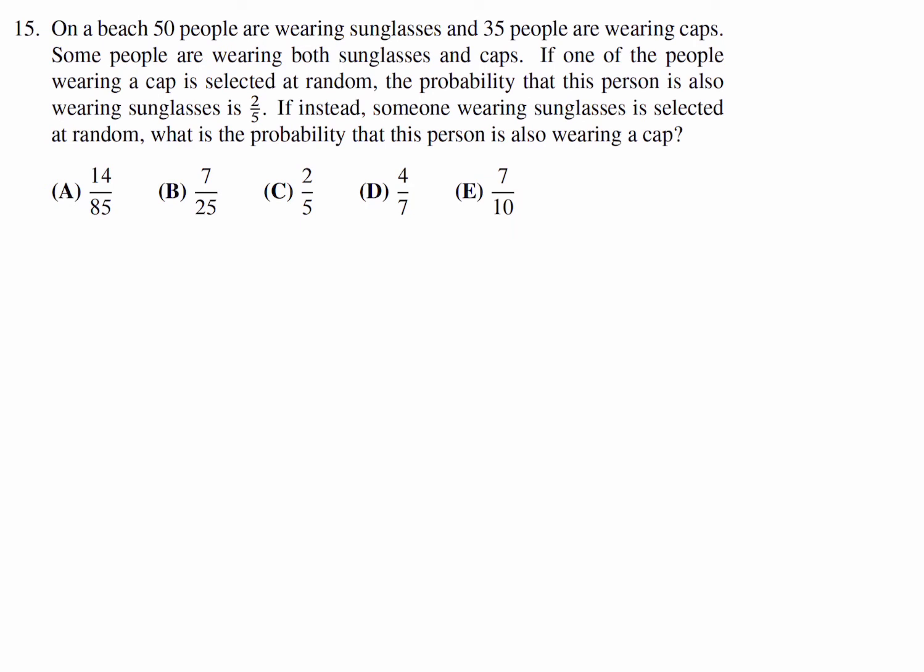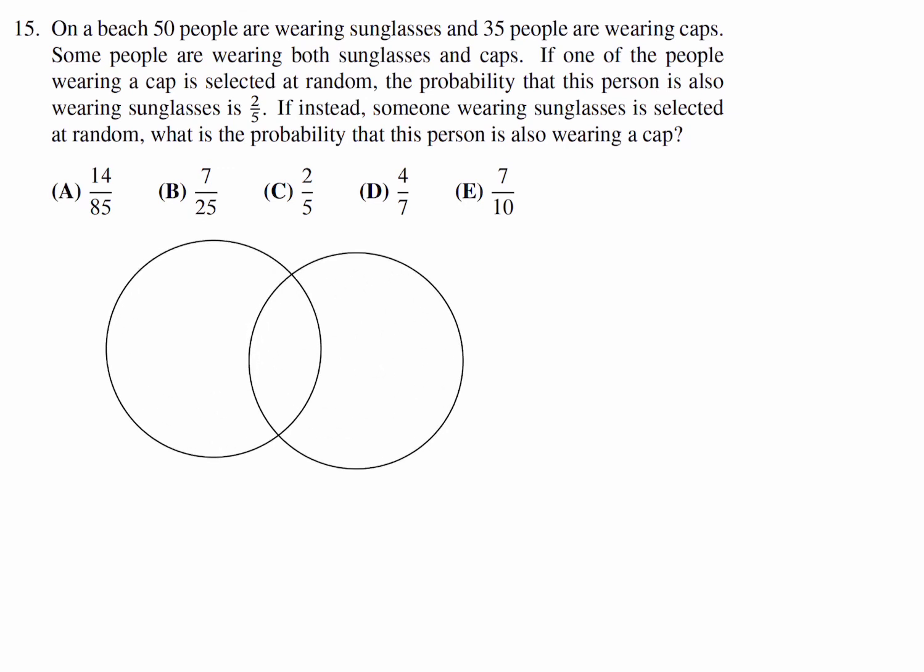On a beach, 50 people are wearing sunglasses and 35 people are wearing caps. Some people are wearing both sunglasses and caps. If one of the people wearing a cap is selected at random, the probability that this person is also wearing sunglasses is 2 over 5. If instead someone wearing sunglasses is selected at random, what is the probability that this person is also wearing a cap? All right. Once again, we've got these cool Venn diagrams, and let's see what we get.